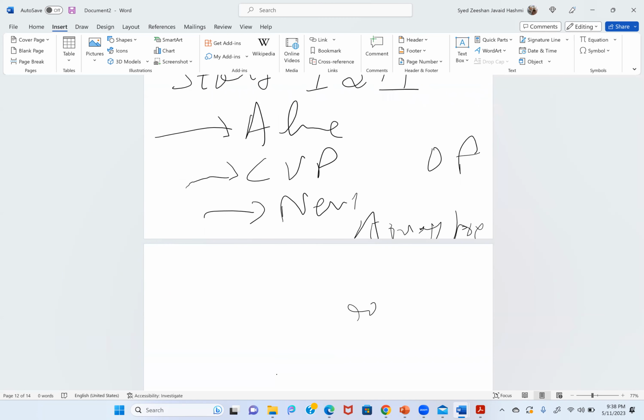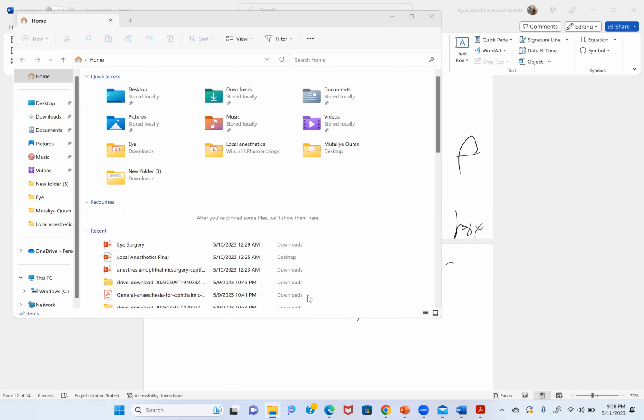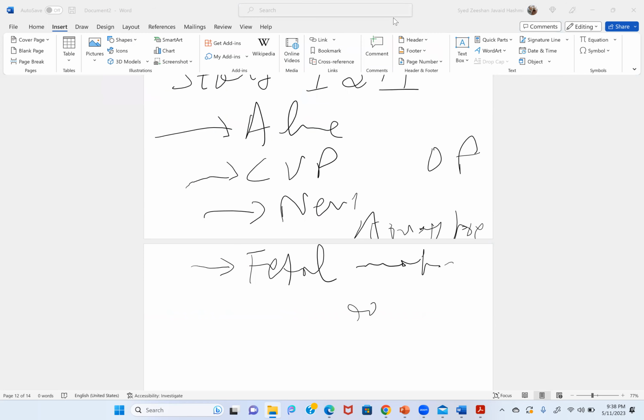Like if you have a pregnant patient for a surgery, in addition to standard 1 and standard 2, we have fetal monitoring. Understand my point or not? Yes, we understand. Okay, so these are the steps.